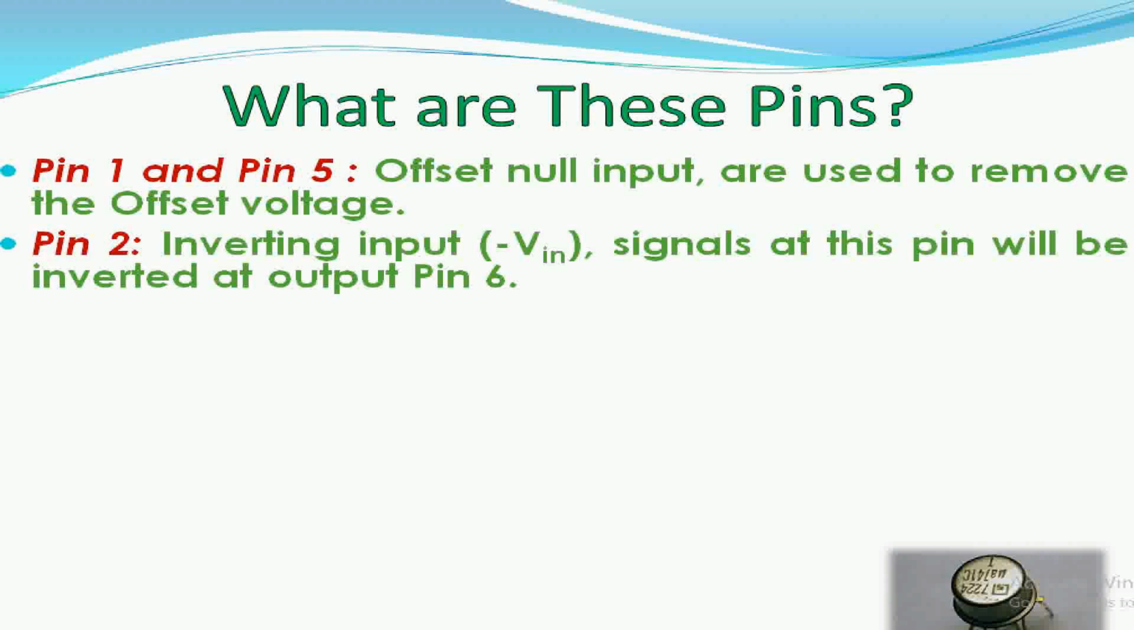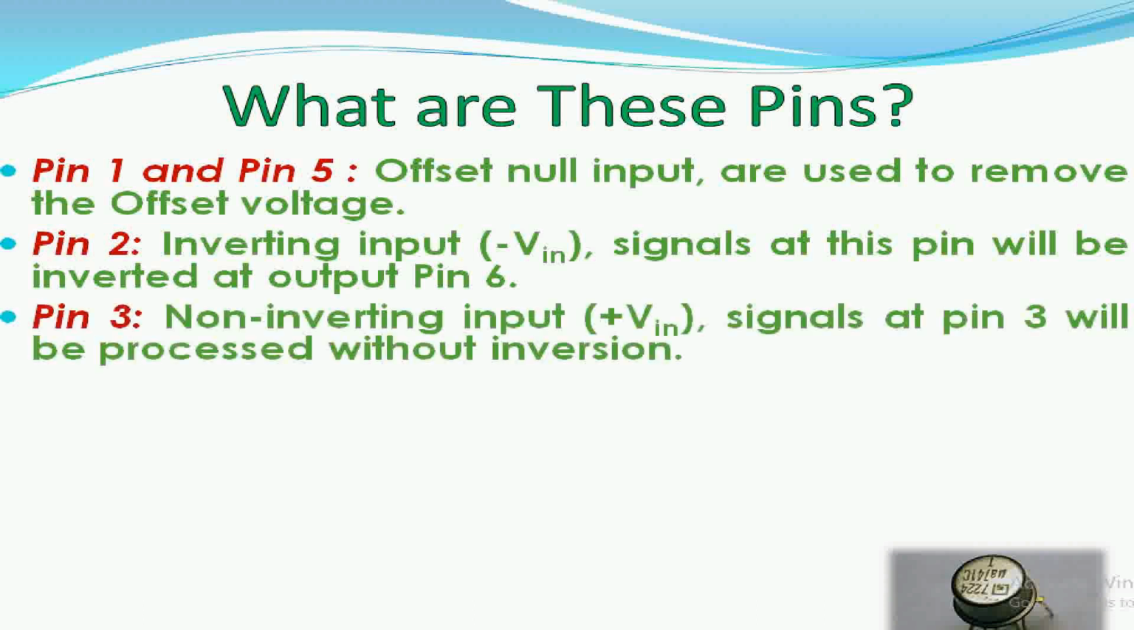And for pin 2, the inverting input, that is minus Vin, signals at this pin will be inverted at the output pin 6. It means that whatever input is applied to pin 2 is complemented, and appears in complement form at the output pin 6. And for the non-inverting input, whatever signal is applied to pin 3 will be processed without any inversion.